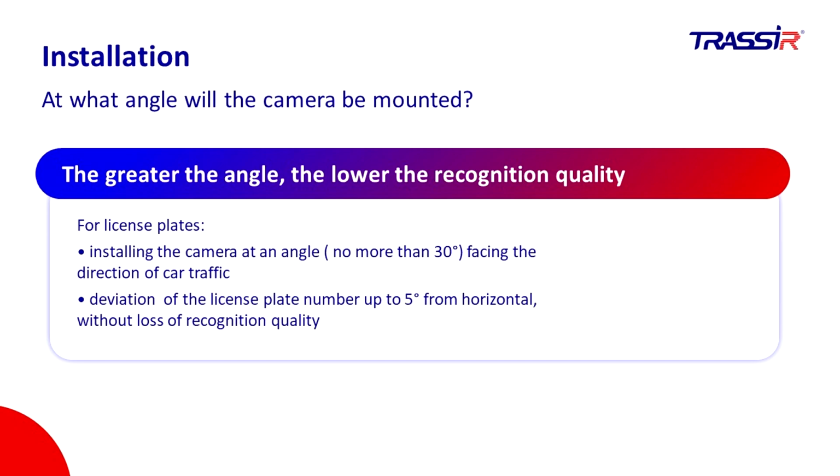The camera must be installed so that the vehicle number plate is perpendicular to the camera. For example, for the AutoTRASSIR module LPR5, it is allowed to install the camera at an angle of no more than 30 degrees to the direction of movement of cars. The larger the angle, the lower the quality of number plate recognition.